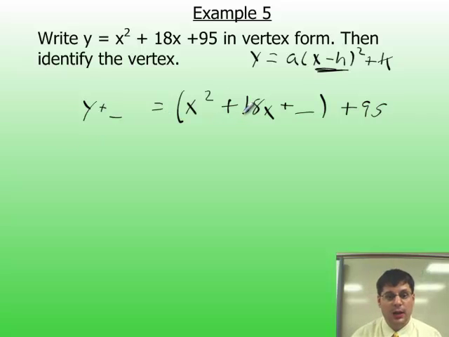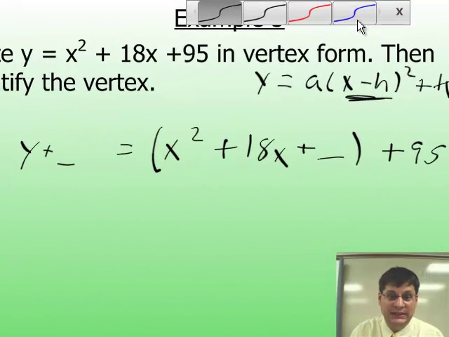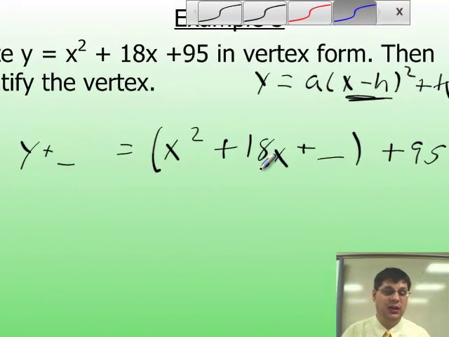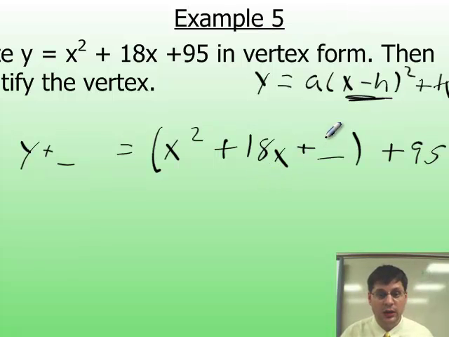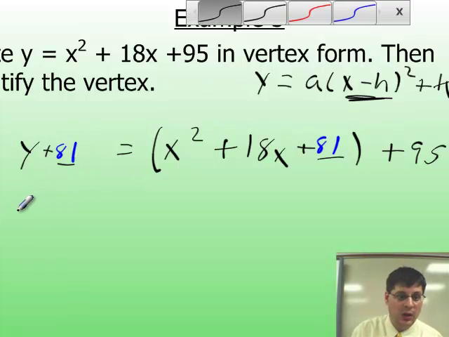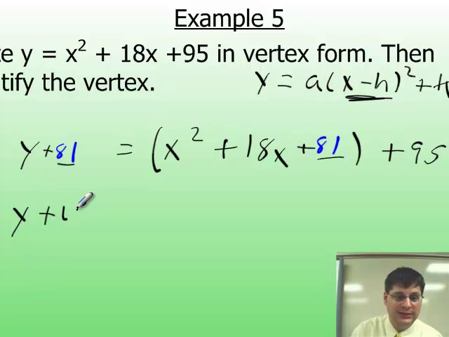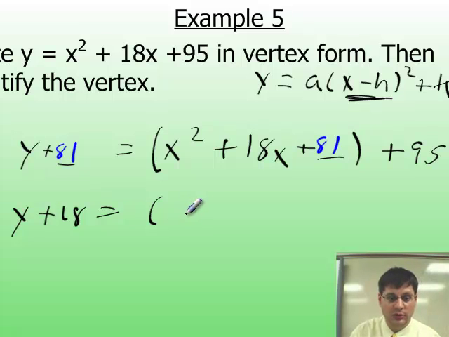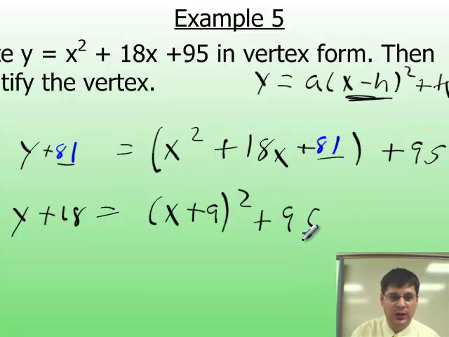So I'm going to say, well, what's my c value going to be? So I'm going to take 18, divide that by 2, which is 9, and square it, which is going to give me 81. So I'm going to add 81 to both sides. So now I have y plus 81, and now I can write this as a square of a binomial, which is x plus 9 squared plus 95.